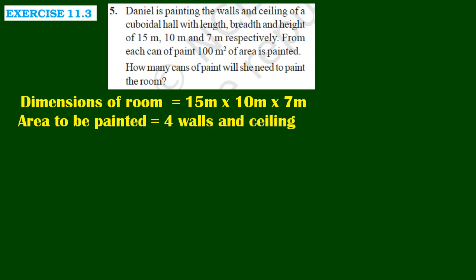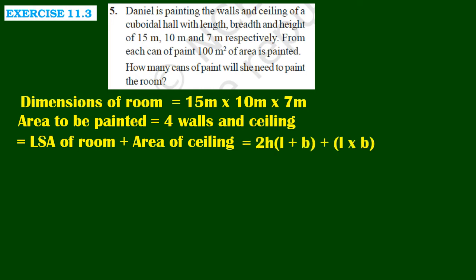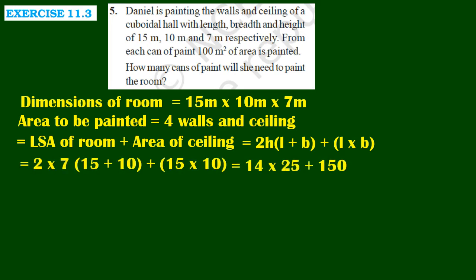So 4 walls and the ceiling, that means 4 walls means lateral surface area, LSA of the room, plus area of the ceiling. So what it will be, let us substitute the values, and it is, yes, 500 meters square. This is the area to be painted.